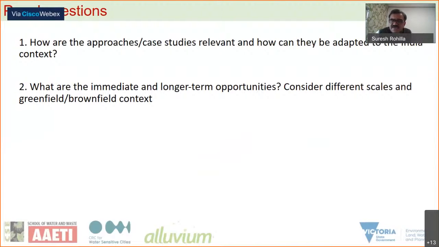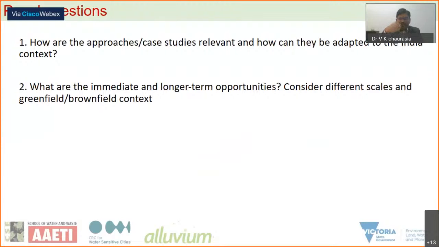So, in the interest of time, let me take the second question: what are the immediate and long-term opportunities, at different scales and for greenfield? Some part has already been covered in the first question, but Chaurasya ji, are you still around? Can you tell us what you see as immediate and long-term opportunities? Do you want to reflect? These should be short interventions. Yes, Doctor.